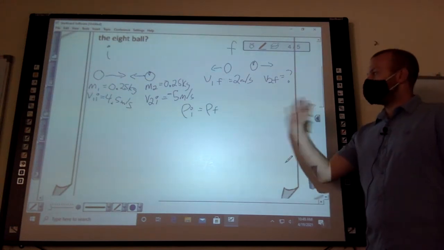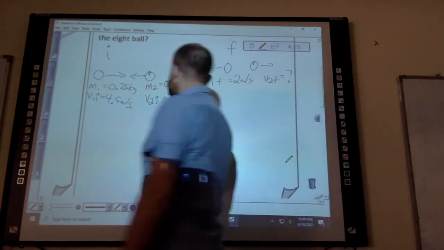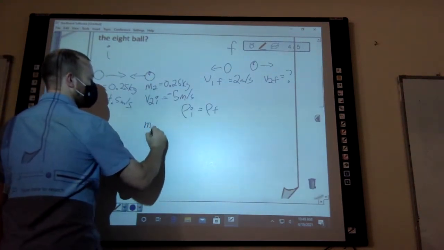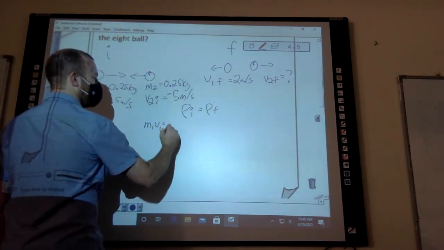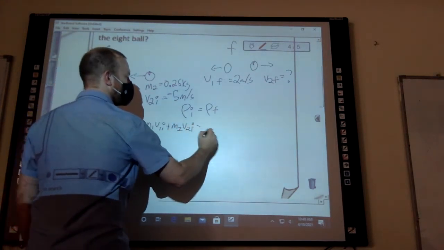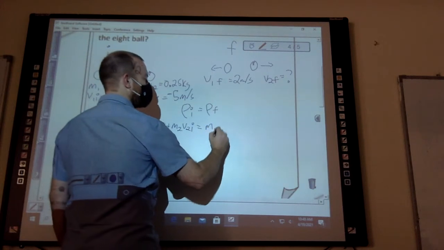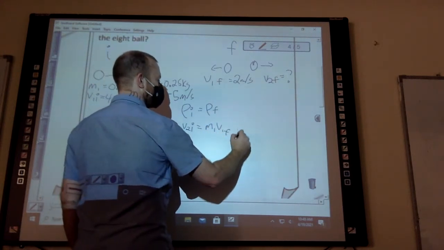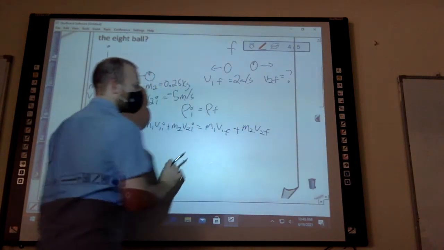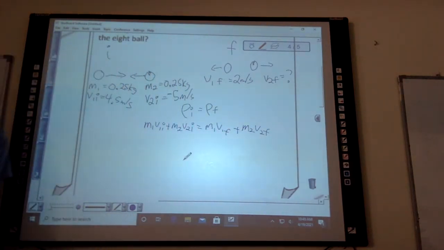And now we write this all out. So momentum initial, I've got both objects have an initial momentum. So M1 V1I plus M2 V2I equals M1 V1F plus M2 V2F. Just like all the other equations, you'll have this memorized by the end of the unit.